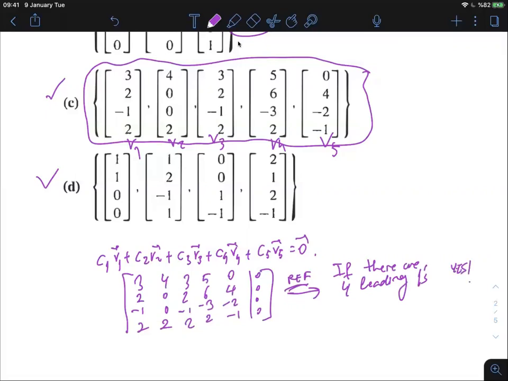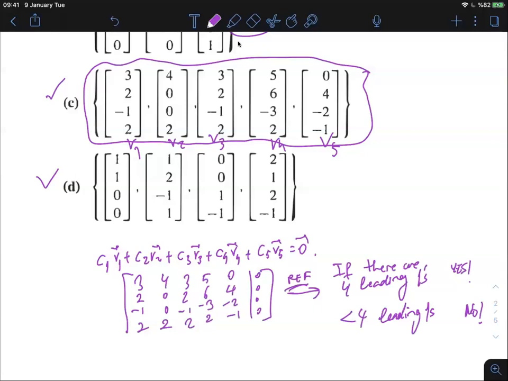If there are less than 4 leading ones, the answer is no. Because less than 4 leading ones means, for example, if there are 3 leading ones, there are only 3 linearly independent vectors here. The other 2 vectors can be represented using those 3 vectors. So in this case, the span of these 5 vectors will be 3-dimensional.